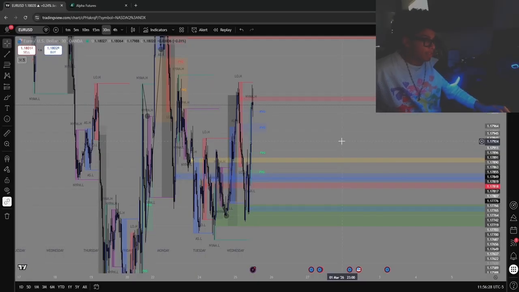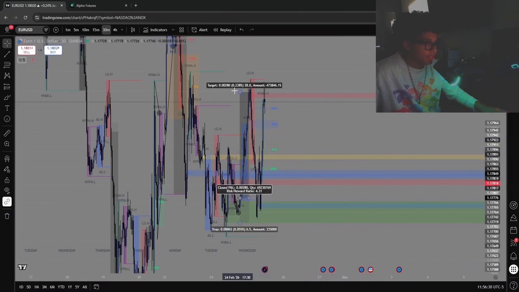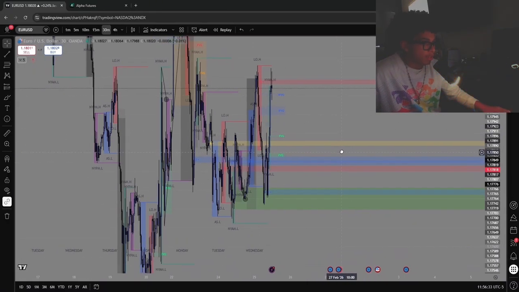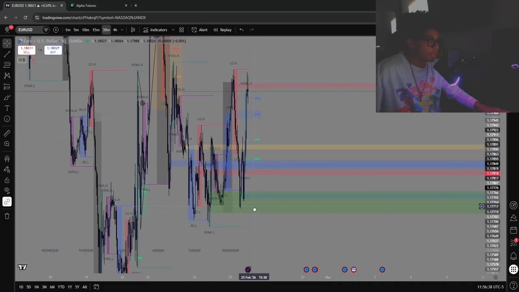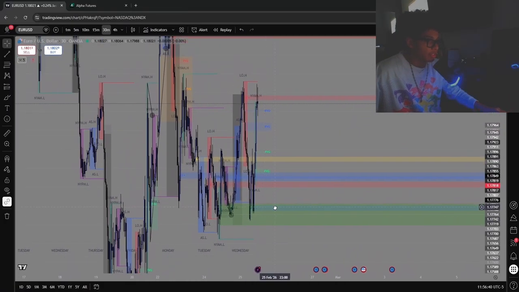Yeah, so our system's been cooking. The way that the market has been giving us these trades, it's very picky on which session sweep it wants to give us to really give us these reversals. But overall, it's just been great price action.